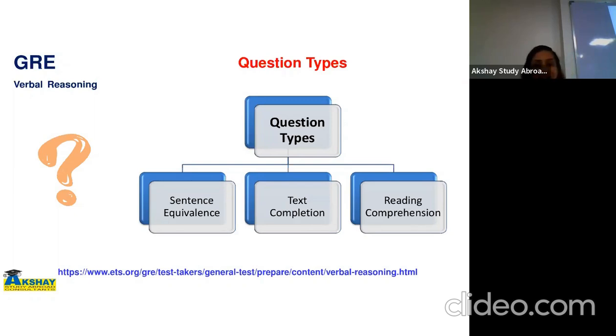As the name suggests, equivalence is about sentences. You come across a sentence and 1 blank, and you have to choose 2 options that complete the sentence, similar or parallel in meaning. And then there is reading comprehension. Reading comprehension is passage-based reading. We'll see how they look.